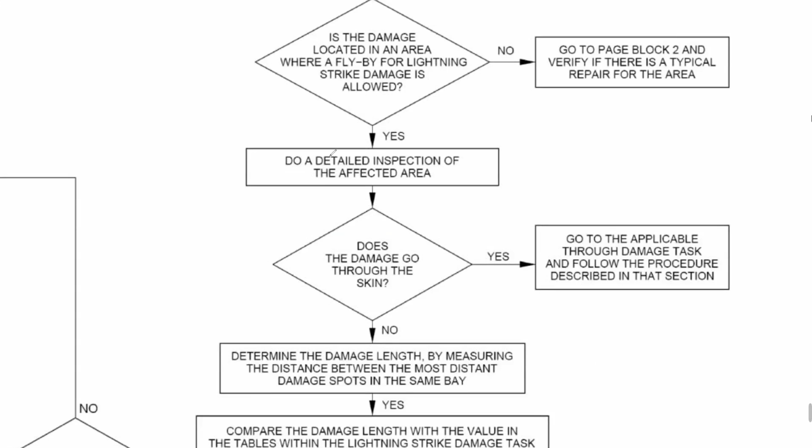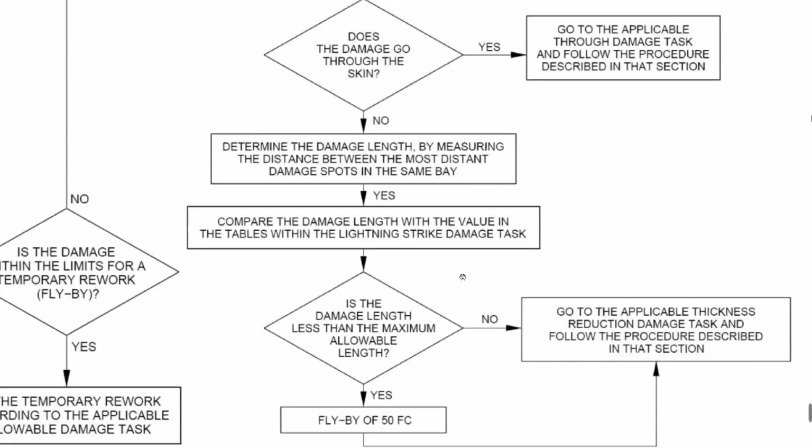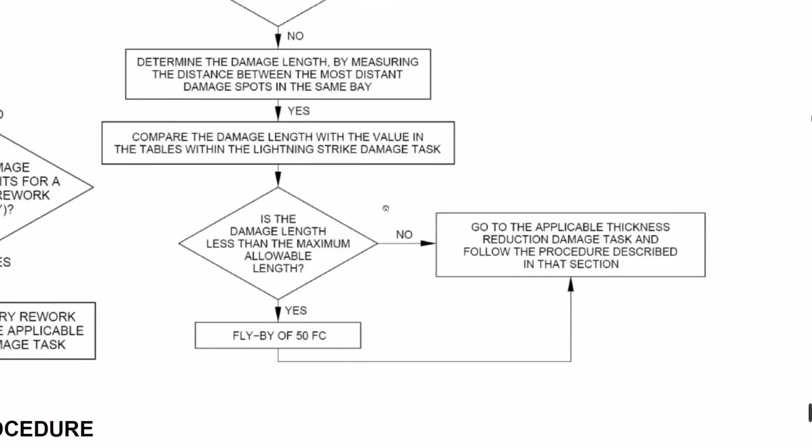this lightning strike damage, we have to do a detailed inspection of the affected area. We have to check if there is any damage to the skin. If we have damage to the skin, we have to repair the skin. If no, we have to find the damage length by measuring the distance between the most distant damage spots in the same bay. Later we have to compare this damage with the table in the lightning strike damage task. And then if it's acceptable, we can release the aircraft for 50 flight cycles, for example.